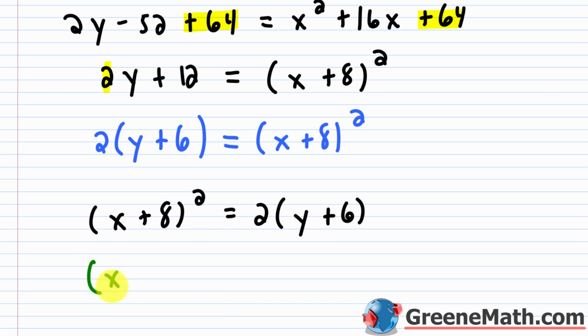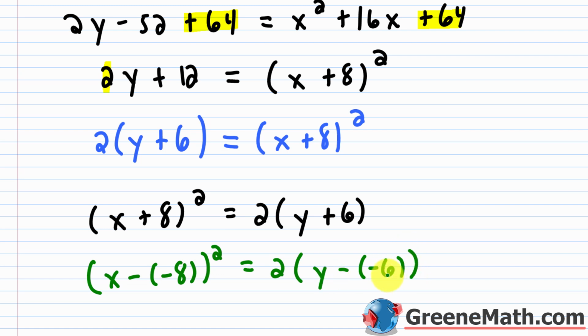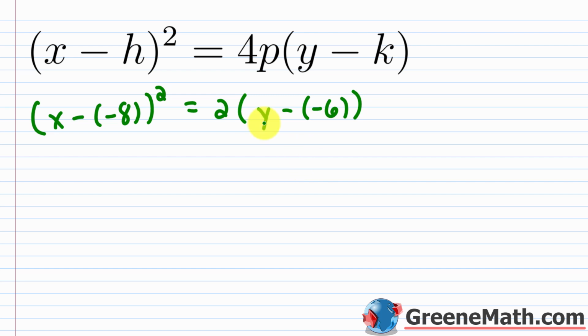So this is going to be (x minus a negative 8) quantity squared, is equal to 2 times the quantity (y minus a negative 6). Now, you don't have to take this step, but I find that if you do it, it's less likely you'll make a mistake. Okay, so let's paste this in here.